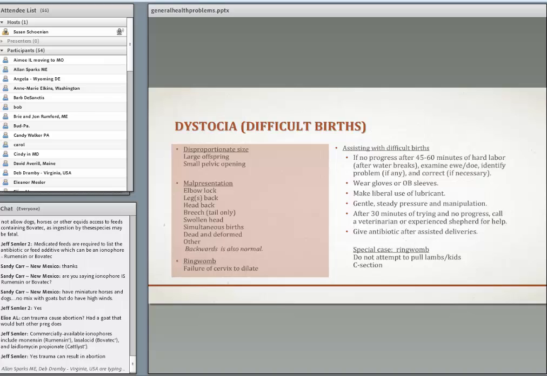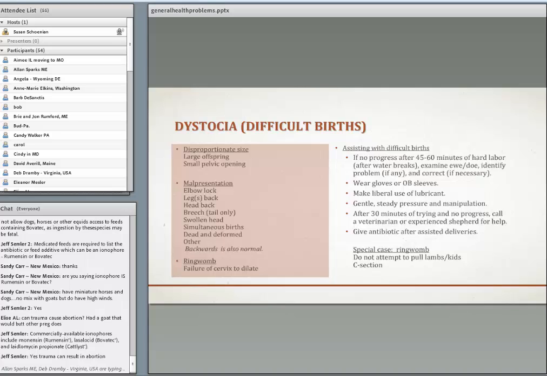If you're going to assist, well, one, you need to if after 45 to 60 minutes of hard labor after the water breaks she's not making any progress. You could check her out and everything could be fine and she just didn't read the book. She's going to take longer than the average. But in a lot of cases it's indicative that there's a problem. So you check her, see if there's a problem, and then correct it if necessary.